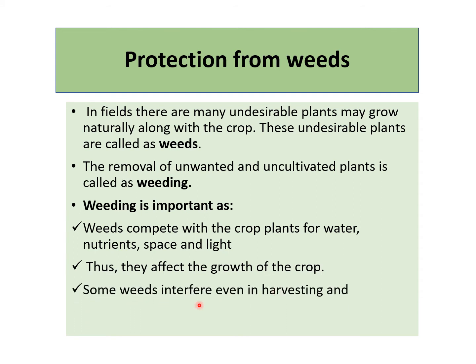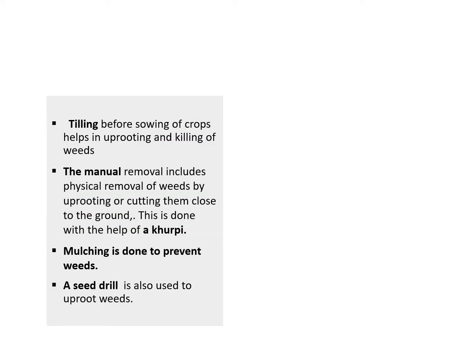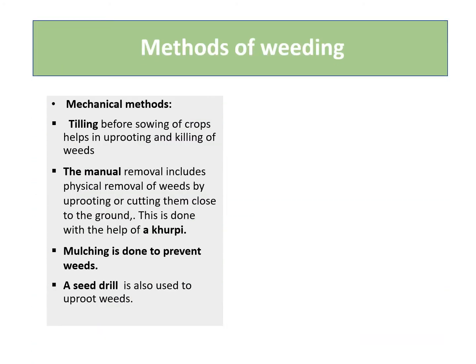Some weeds also interfere in harvesting crops, and they may be poisonous for animals and humans. So for these reasons we have to carry out the weeding process. We have to remove the weeds in order to protect our crop. So what are the methods of weeding?